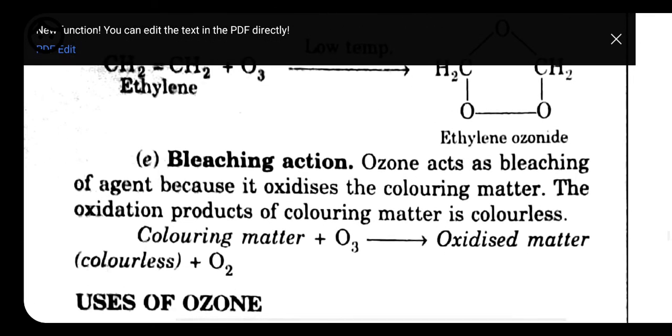Now we have the bleaching action of ozone. Ozone also has bleaching action. It is also used for bleaching purposes. It is used to remove the color from any substance, like a colored vegetable. Okay, so it can convert the coloring matter into a colorless substance.